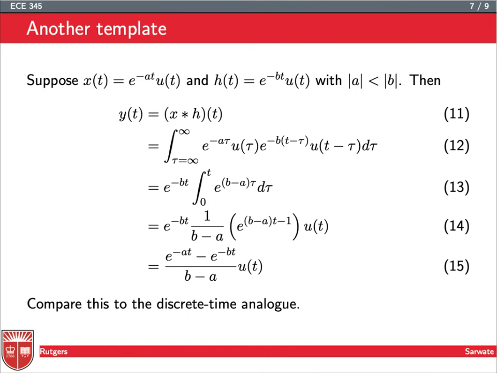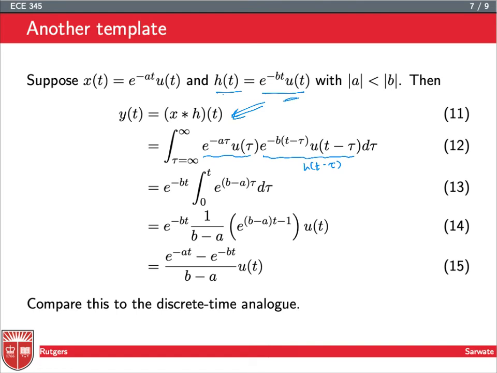Okay, let's look at another example which we can do just plain old algebraically. So we have two decaying exponentials for x and h, e to the minus at u of t and e to the minus bt u of t, and we'll assume that the magnitude of a is smaller than the magnitude of b. So again, we can plug into the convolution directly. Just plugging it in, we get e to the minus a tau u of tau, and then we get, remember, h of t minus tau, just plugging in this formula here.